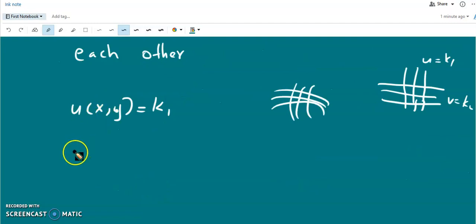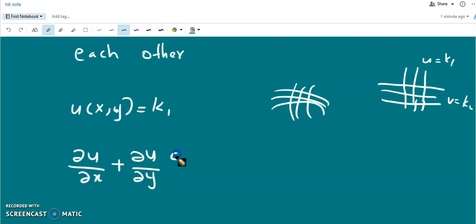Then we get ∂u/∂x + ∂u/∂y · dy/dx. So this is a multivariable function, so its derivative with respect to x is given by ∂u/∂x + ∂u/∂y · dy/dx. And k1 is a constant, so its derivative is 0.